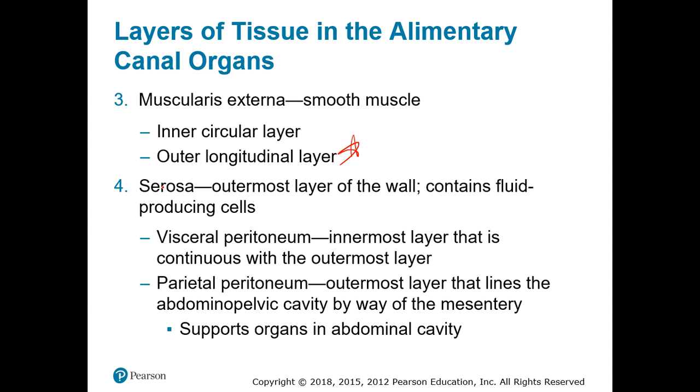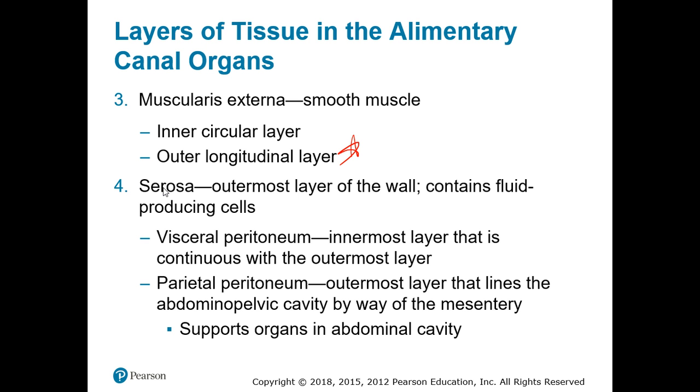And then the last one you have is serosa. This is the outermost layer of the wall. It has the fluid-producing cells, serous fluid, to help prevent friction from happening. There are again 2 layers, visceral and parietal.